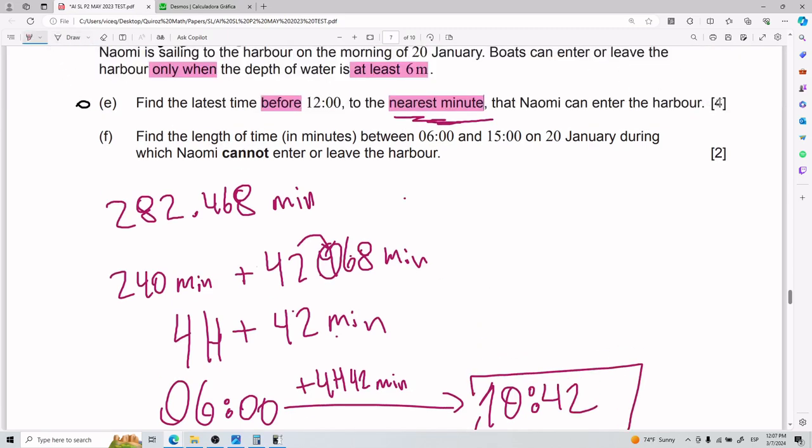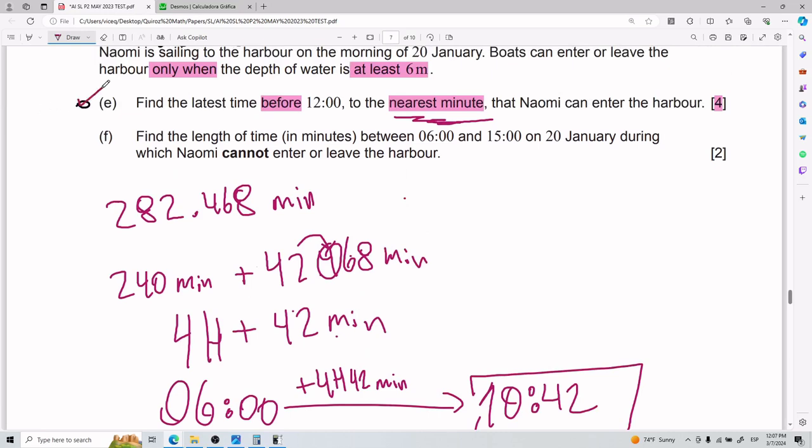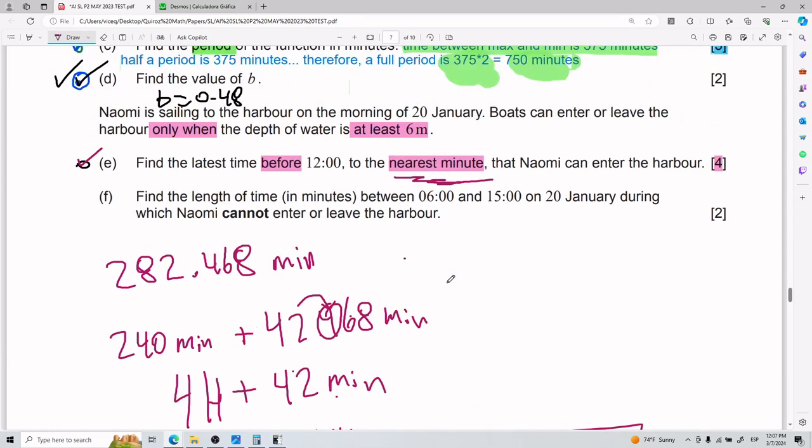Notice how this is worth 4 points, so you definitely want to be writing a lot of these different method points, but that is for part E. So the latest time before 12 is 10:42. It makes sense to round down because we're thinking about the nearest minute beforehand. So that is for part E.